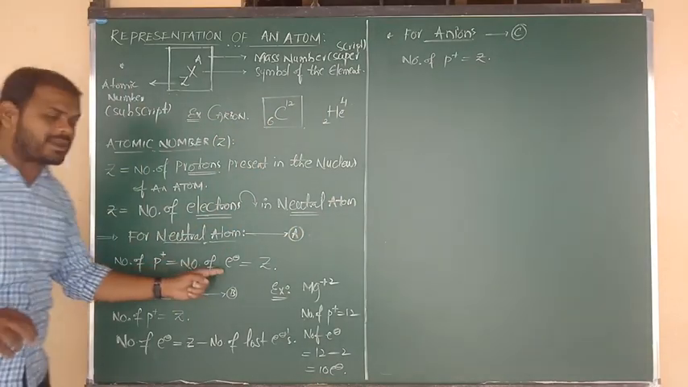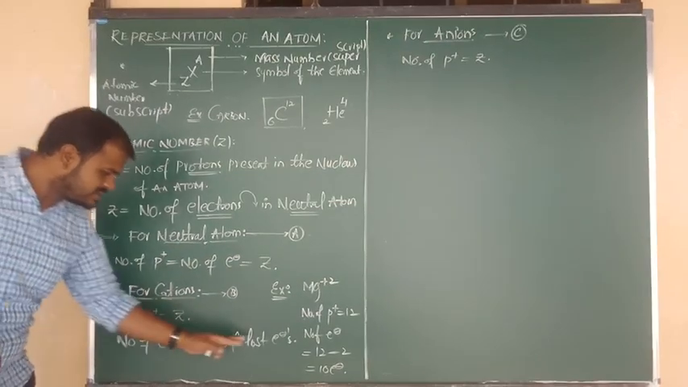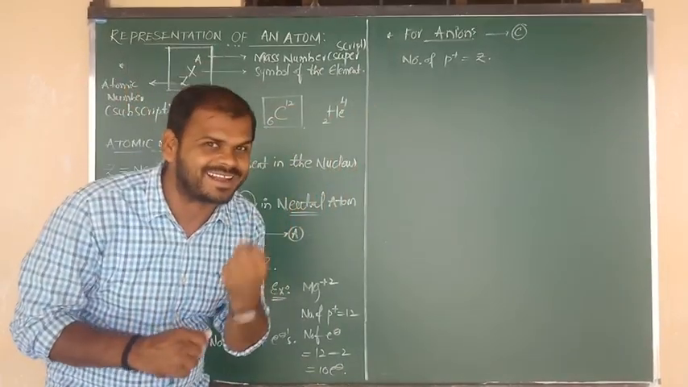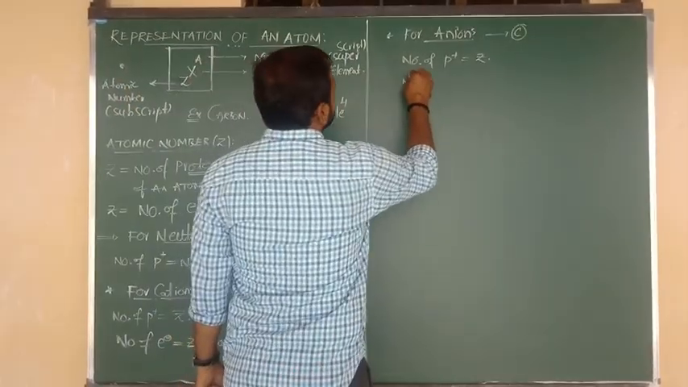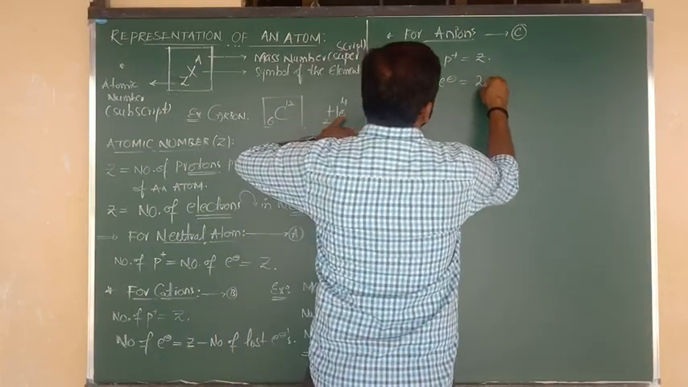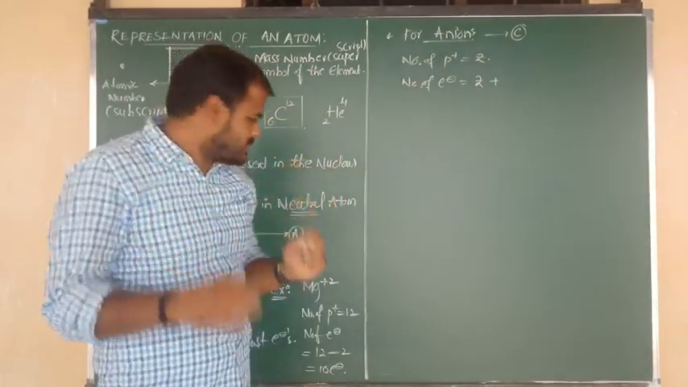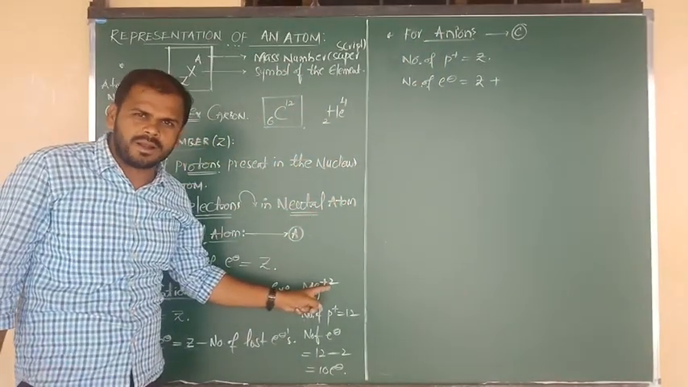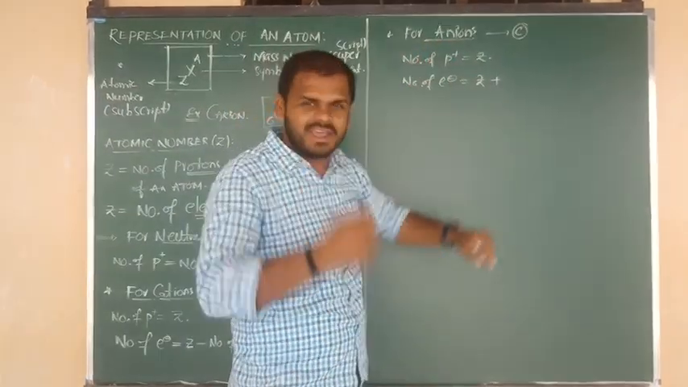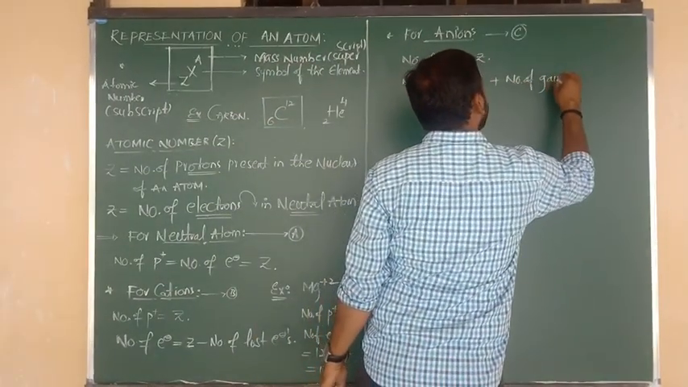But there will be a change in the number of electrons. In case of neutral, it is equal to Z. In case of cation, Z minus number of lost electrons. In case of anion, Z plus number of gained electrons. Anions mean negatively charged particles, cations mean positively charged particles. Positive charge means loss of electrons, and negative charge means gain of electrons. So Z plus the number of gained electrons.